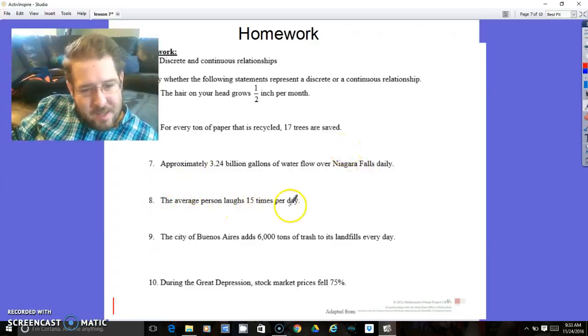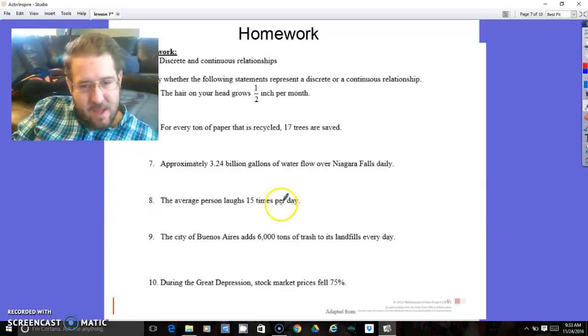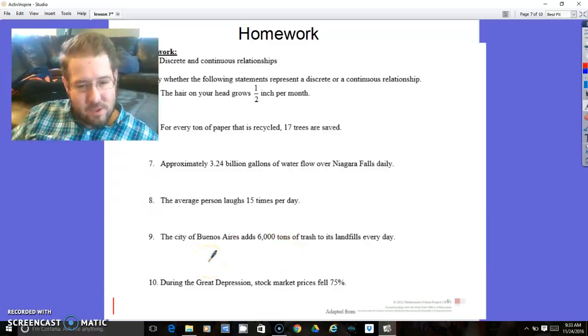The average person laughs 15 times per day. I don't think you can laugh half a time. I think it's either a laugh or not a laugh, so that would be discrete. The city of Buenos Aires adds 6,000 tons of trash to its landfills every day. Can you have half a ton of trash? Yes, you can. That would be continuous. There's always trash adding up.